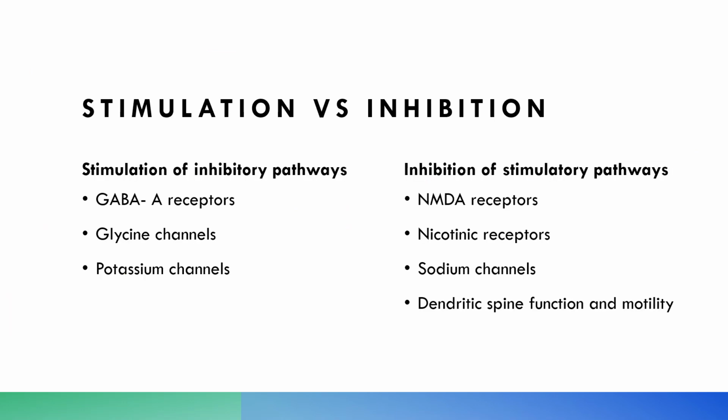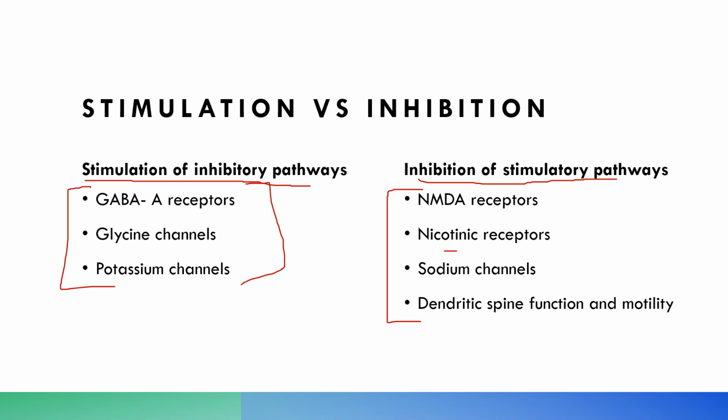So overall, we stimulate these inhibitory pathways. We're stimulating them because we want to inhibit these signals as much as we can, right? We want to decrease our consciousness. And then we're going to inhibit stimulatory pathways, mainly these: nicotinic receptors, sodium channels, dendritic spine function and motility, and NMDA receptors, okay?